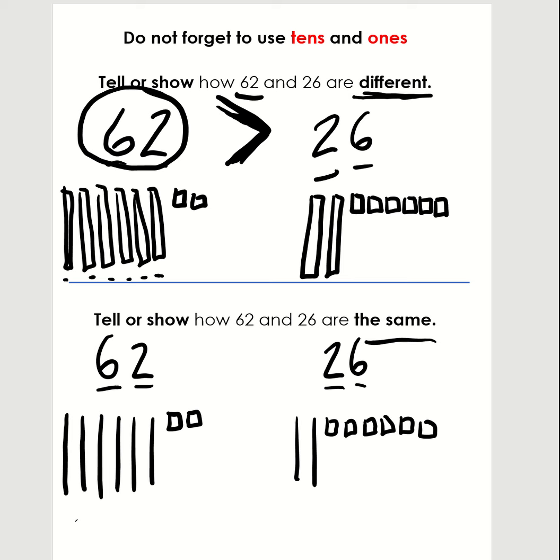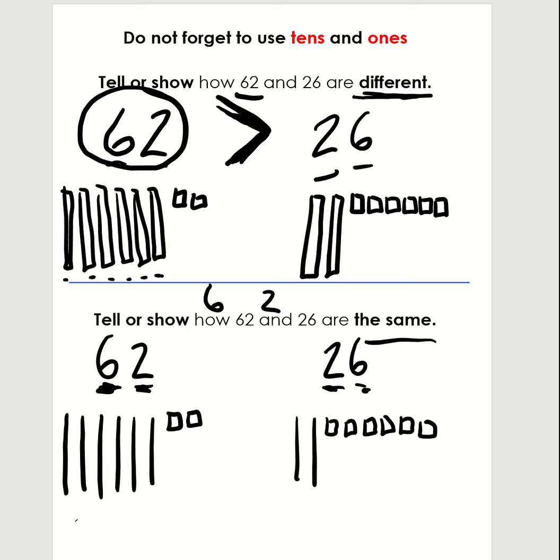I know that this one has more tens, the number 62, but it has less ones. And the number 26 has less tens, but it has more ones. So I need to look at what is the same about this. And the only thing that I really can notice here is that these two numbers have the same 2 digits. They have the number 6 in them, and they have the number 2.